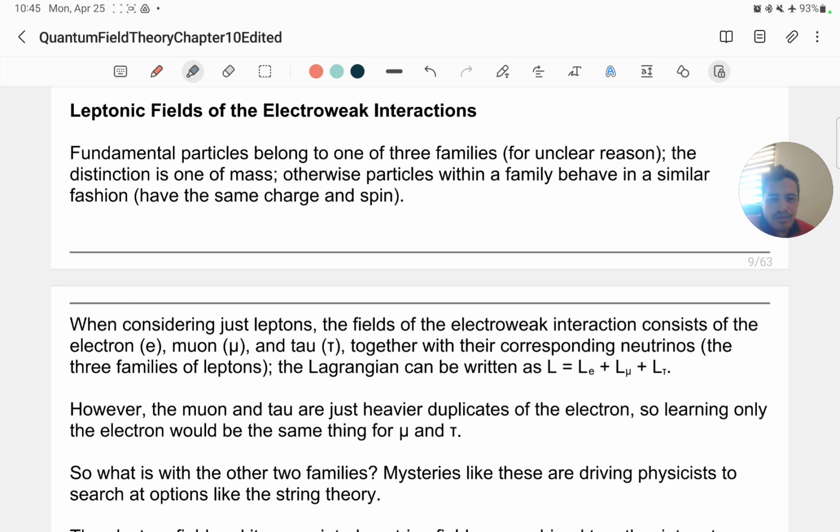So they only differ in the masses. Electrons are very light, muons are then heavy, and then the tau would be the heaviest. They have the same charge and the same spin. So when you only consider leptons, you can consider only the electric interactions of the electron, and then you know the things for muon and tau. Each of these leptons, electron, muon and tau, has a corresponding neutrino.